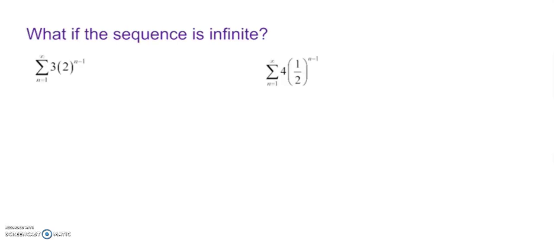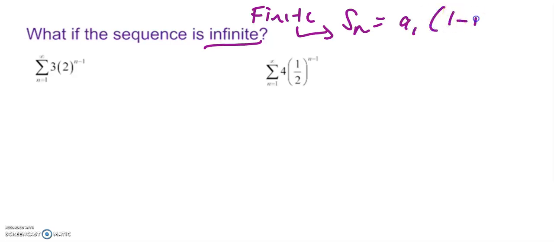So what if the sequence is infinite? So what I want to do is write down the finite formula that we just talked about. A sub 1, 1 minus r to the n over 1 minus r.